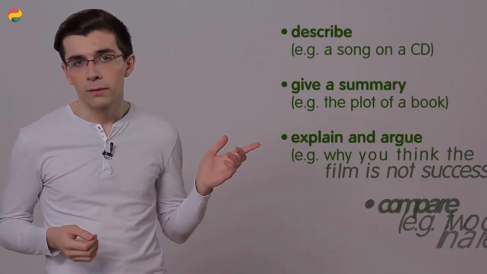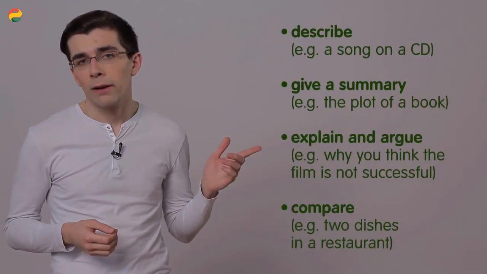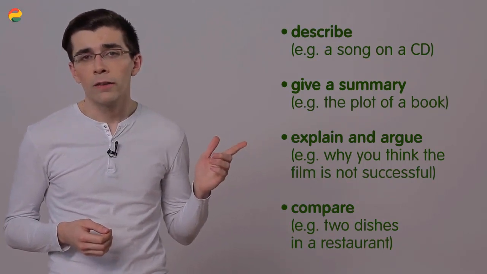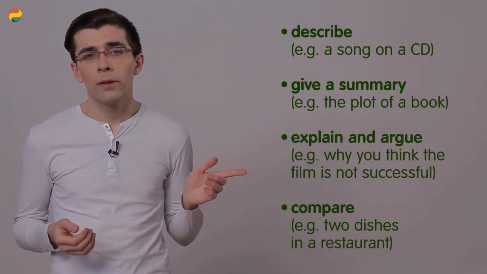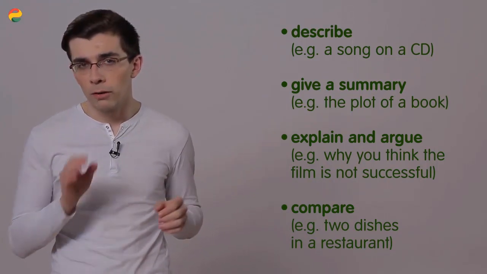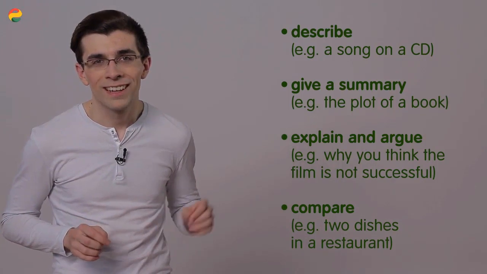But again, if I'm talking about the content itself, I must use the present tense, and normally the present simple tense. Now, while we're writing a review, we may have to do different things inside of the same review. For example, we may describe something. For example, a character in a play, or a song on a CD. Or we may also give a summary, for example, the general plot of a book, but remember, no spoilers.